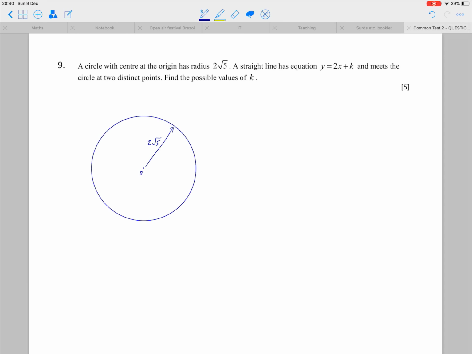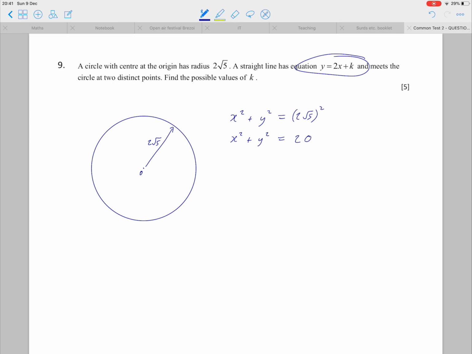Unusually, a diagram's no longer going to be much help here. What we need to do is solve this algebraically. So think first, circle with centre at the origin, radius 2√5. The equation for that is x squared plus y squared equals 2√5 squared, which is 2 times 2 times √5 times √5, which is 4 times 5, which is 20. Okay, you get marks for that.